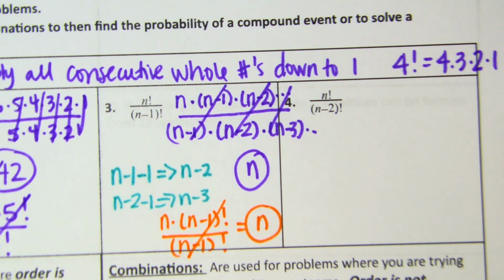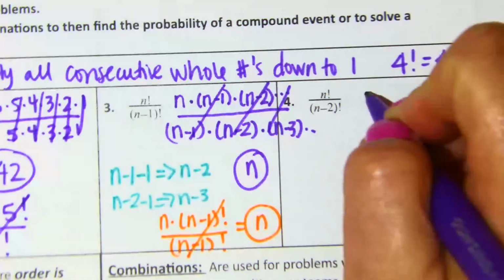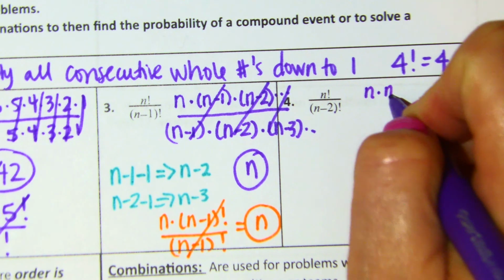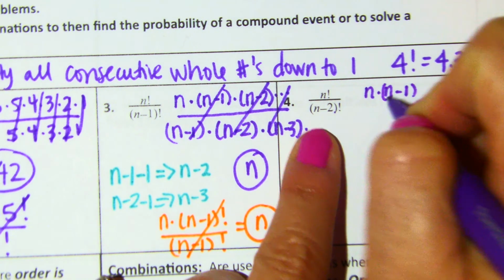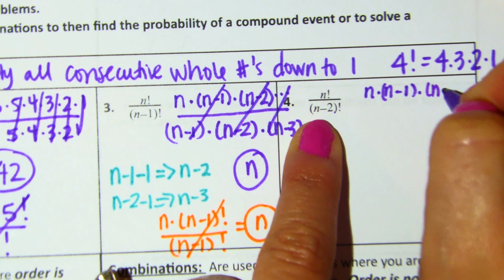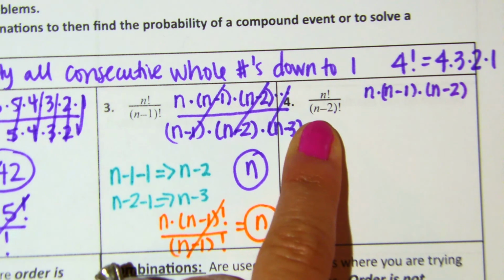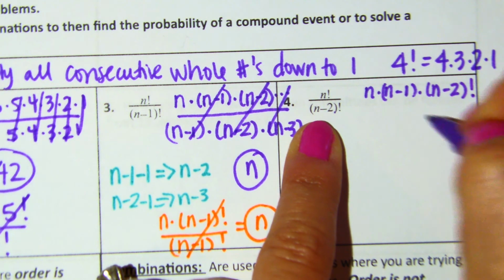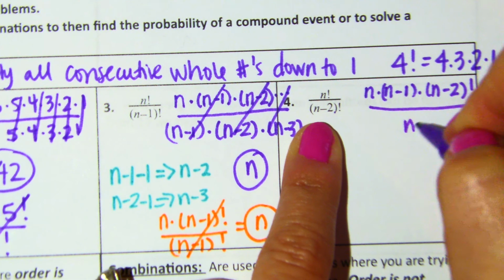Okay, hopefully you guys gave it a try. So on the top, I'm going to start with n, and the next one's going to be n minus 1. But on the bottom, I have n minus 2. So I've got to keep going. The next one's n minus 2, and then n minus 3, n minus 4, n minus 5, etc., which is essentially n minus 2 factorial.